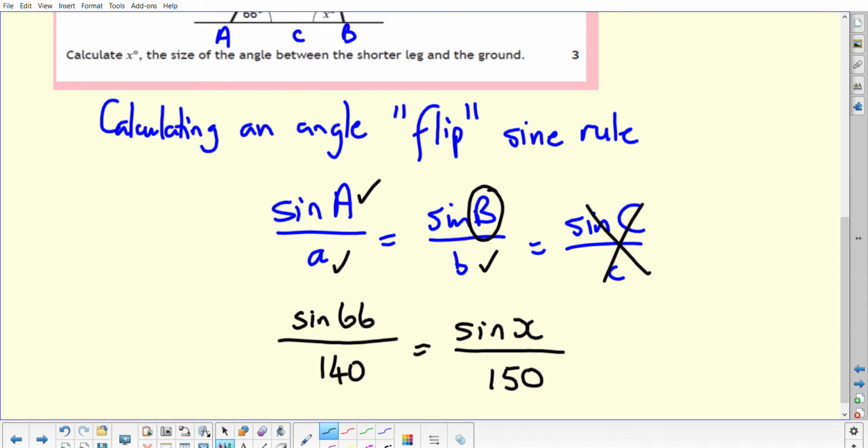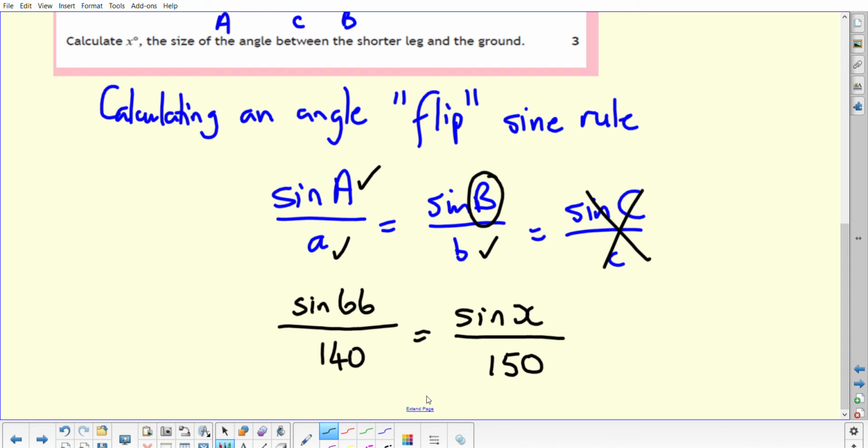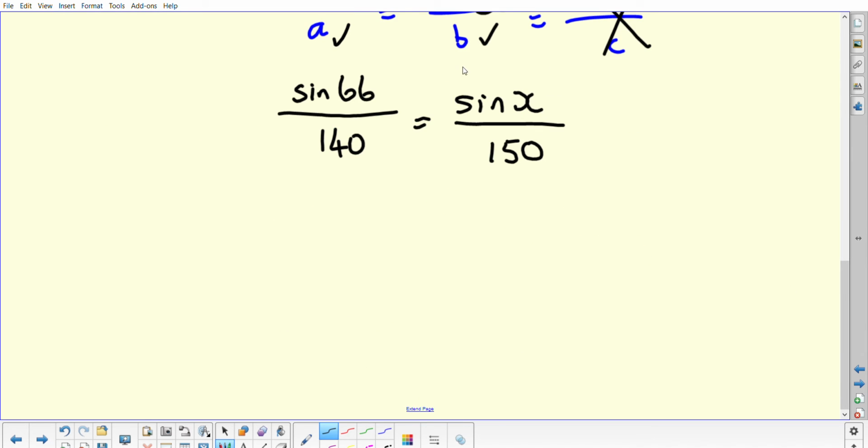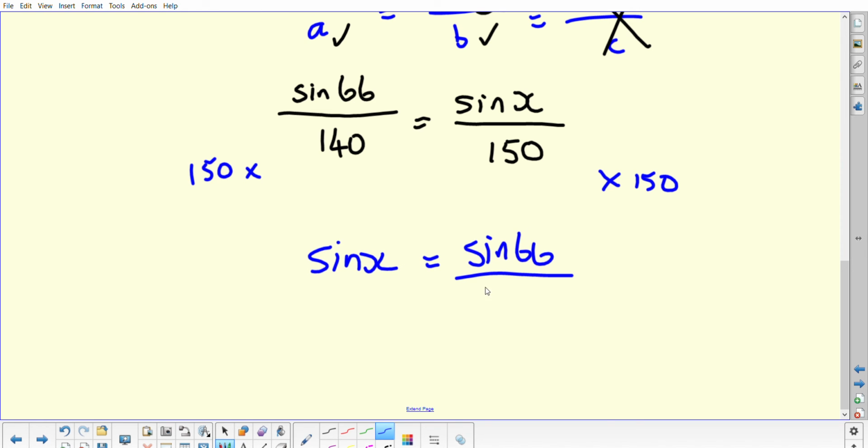Now the term that you need to rearrange, you want to get sine x on its own, but because it's been divided by 150, we need to multiply by 150. So it will be times by 150 on both sides. That will allow us to get the sine x on its own, so on the next line, sine x will be equal to sine 66 over 140 times by the 150.